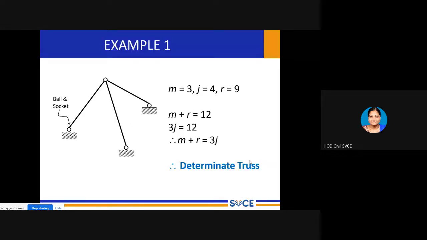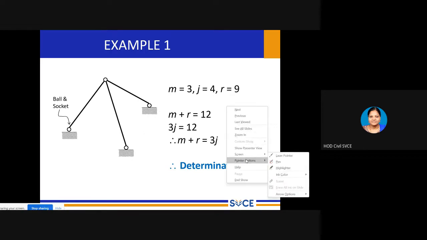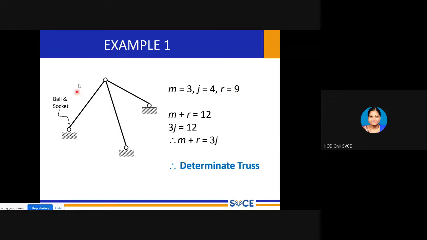Now, I have taken a few examples to see whether the truss is determinate or not. In this particular truss system, you have three members, and you have ball and socket joints. If you have a ball and socket joint at each joint, you will have three reactions, Fx, Fy, and Fz. Here you have three ball and socket joints, therefore R is equal to 9. You can see here R is equal to 9, M is equal to 3, and J is equal to 4. If you apply this condition, M plus R is equal to 12, and 3J is again 12. Both are equal, so M plus R is equal to 3J, and we call this truss a determinate truss.